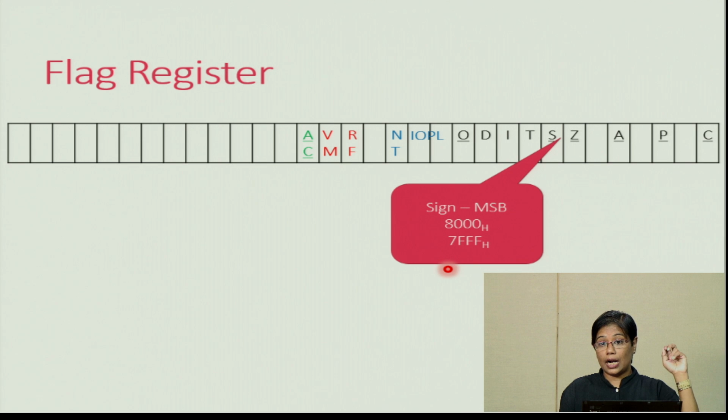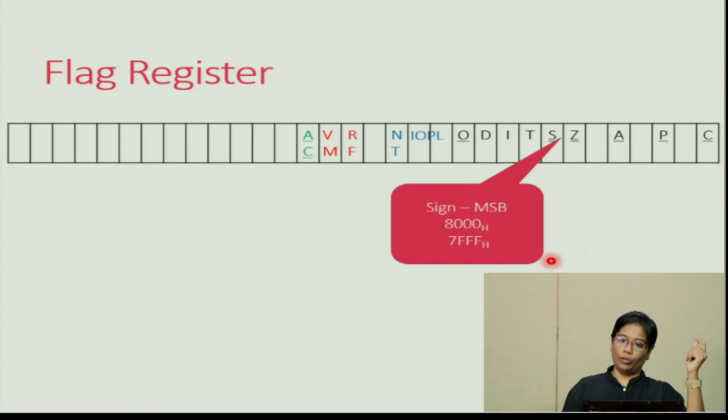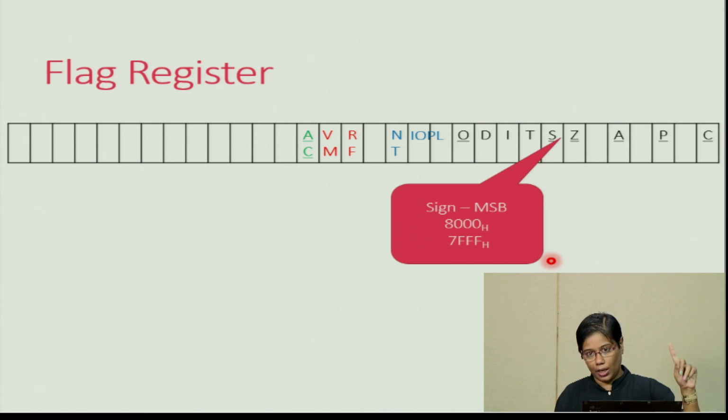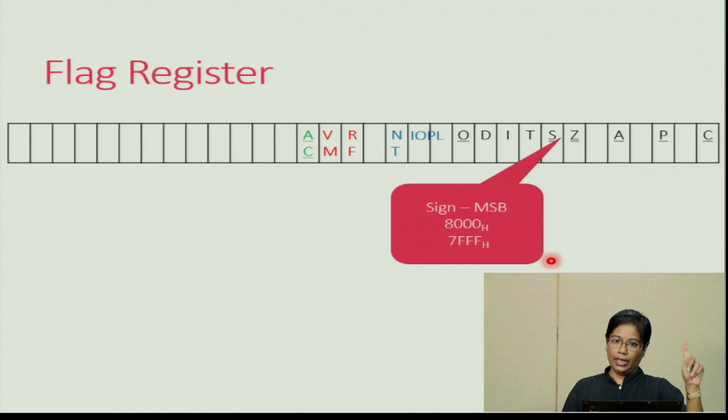If you're going to get a result which is 7FFF, D15 bit will definitely be 0. D15 being 0 will also mean that your sign flag is going to be 0. So when you're doing any arithmetic operation and you get a result which has MSB as 1, sign flag will be 1. If your most significant bit is going to be 0, the sign flag is going to be 0.